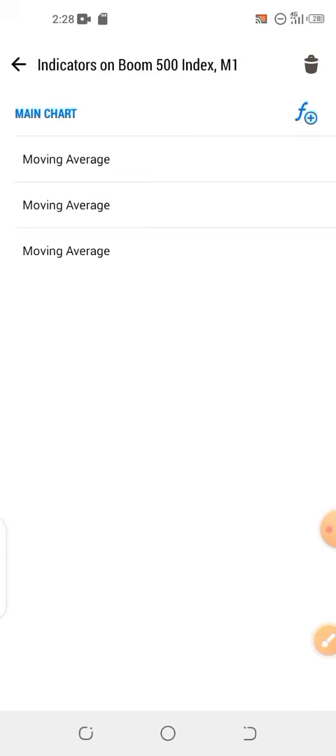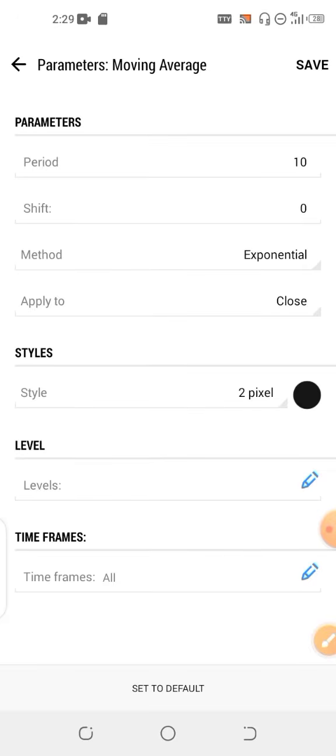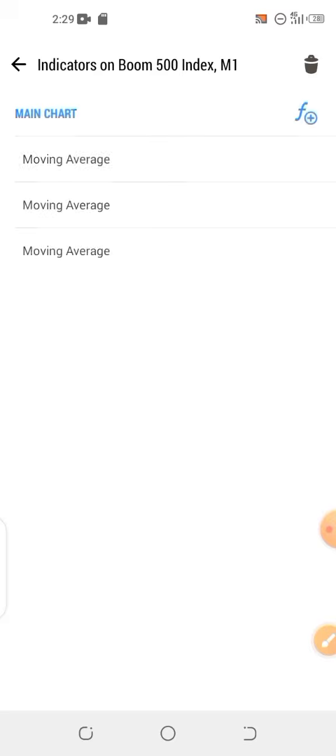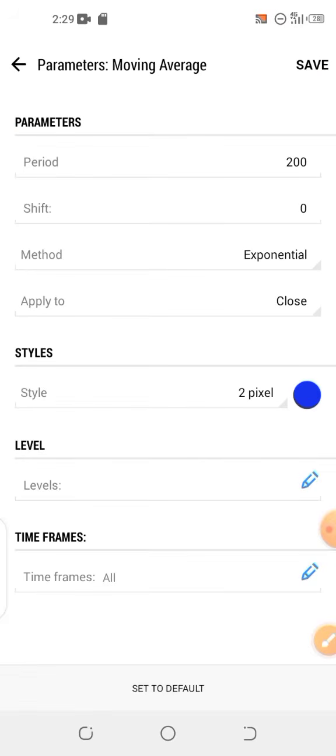So we have our moving averages, 3 moving averages. The first moving average that we have here, we have period 10, shift 0, method exponential, apply to close, guys, start at 2 pixel, any color of your choice. You click save. We don't need levels on our moving average. The second moving average here, we have period 200, method exponential, apply to close, then 2 pixel, also any color of your choice, guys. You click save. The third indicator here, we have period 48, shift 0, method exponential, also apply to close, then 2 pixel, any color of your choice.